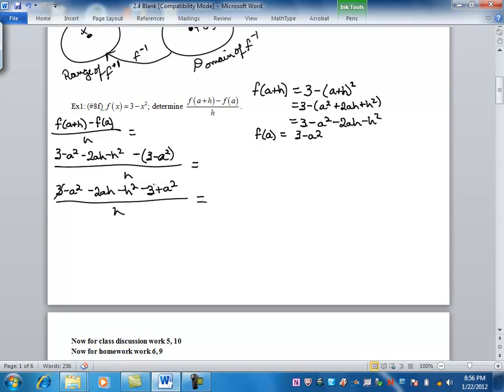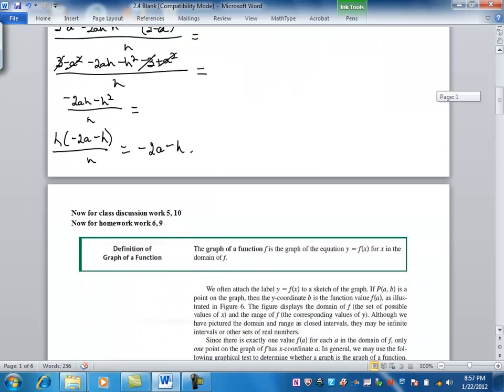Let's combine like terms here. Notice how those drop out, as do the a squareds. And so we're left with negative 2ah minus h squared all over h. We can factor an h out on top here, negative 2a minus h all over h. And this gives me negative 2a minus h. And so we have just determined the value of f of a plus h minus f of a all over h. We'll learn in calculus, for those of you going there, and I realize most of you are in one form or another, that this is what we call the difference quotient. More on that later, just a little tease for now.